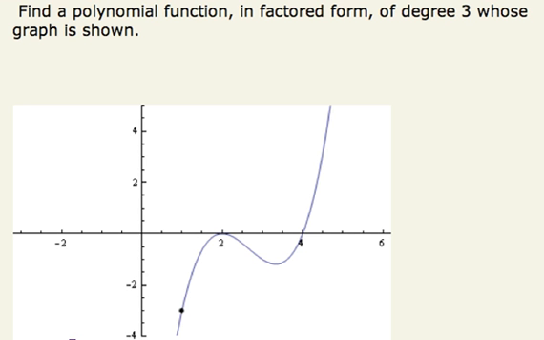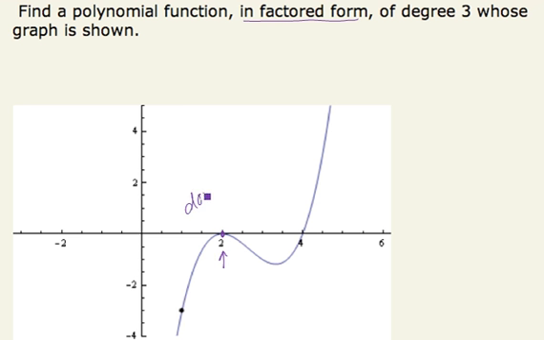Find a polynomial function in factored form of degree 3 whose graph is shown. Well, it's key that we're going to be in factored form because we need to look at the factors of this polynomial. Well, I see that 2 is a 0, but it's not only a 0 once, it's a 0 twice.